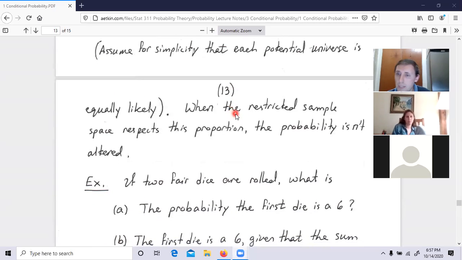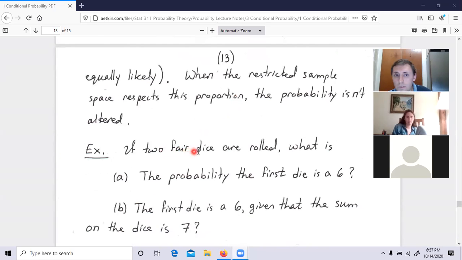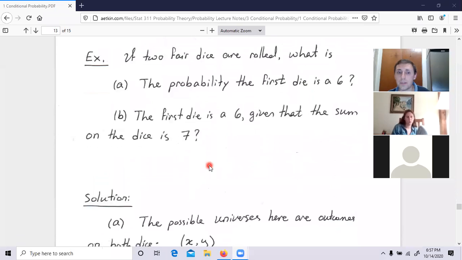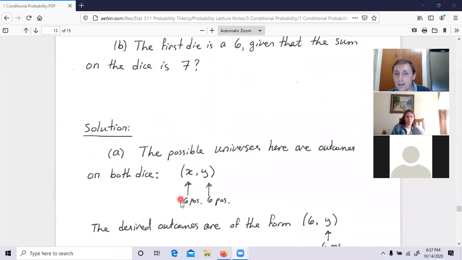Here is a very simple example, right? If two fair dice are rolled, what is the probability that the first die is a 6 without any restriction, right? And B, the first die is a 6 given that the sum is equal to 7. Okay, so how do you solve this particular question? So first, in A you have two possibilities. So you have altogether 6 times 6 possibilities, right?